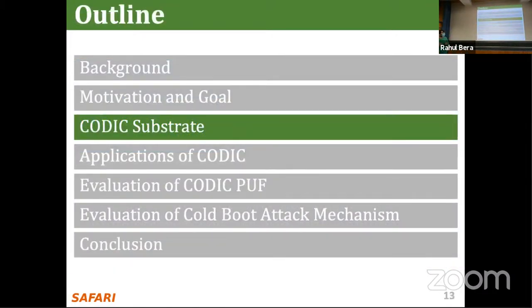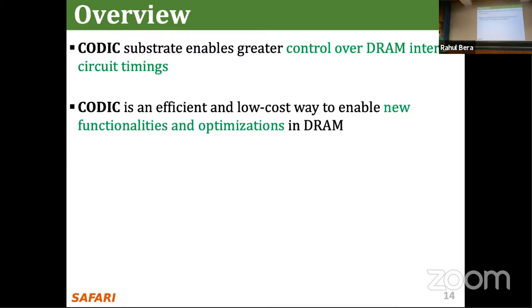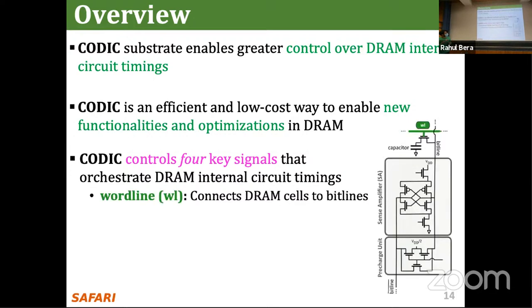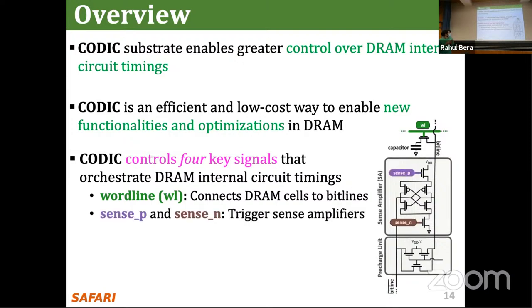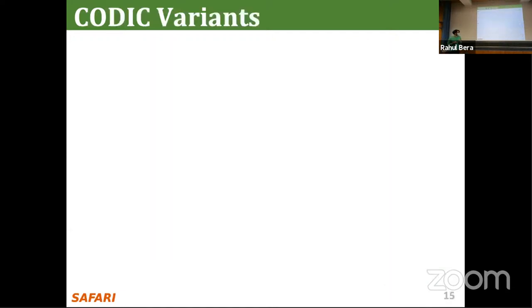Okay, next I will explain our substrate. This is an overview. Our substrate enables greater control over DRAM internal circuit timings and is an efficient and low-cost way to enable new functionalities and optimizations. We can control with CODIC four key signals that orchestrate DRAM internal circuit timings. We already saw these signals. They are the word line that connects the DRAM cells to bit lines, sense P and sense N that trigger the sense amplifiers, and the EQ signal that triggers the logic that prepares the DRAM bank for the next access.